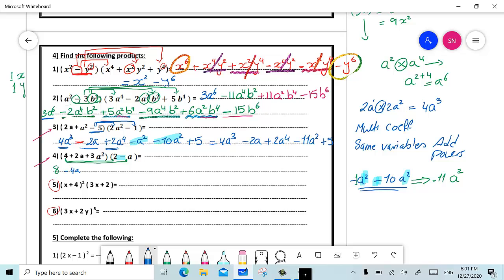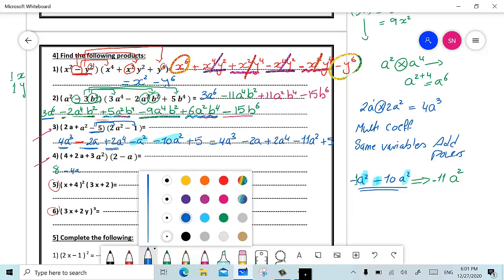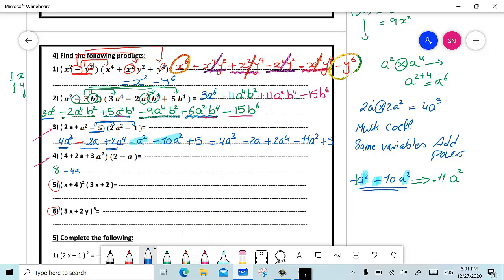And now, after I finished multiplying 4 by all the terms in the second expression, now I'm going to take the second term, which is positive 2a, and multiply it by 2. Positive 2a times 2, this is equal to positive 4a. And then take positive 2a and multiply it by negative a, and again don't forget the negative sign. So this is going to be equal to negative 2a squared.